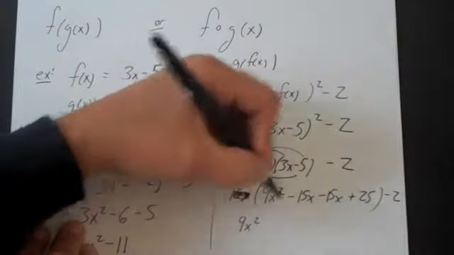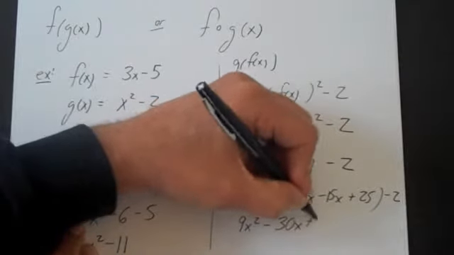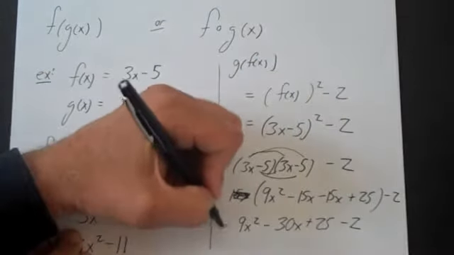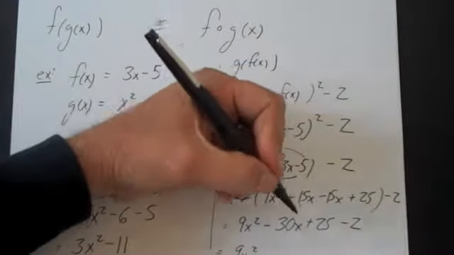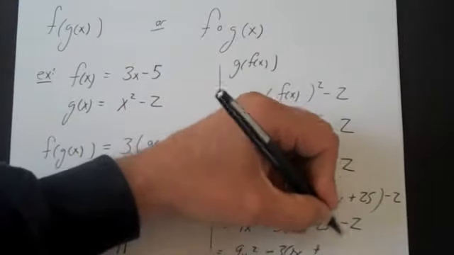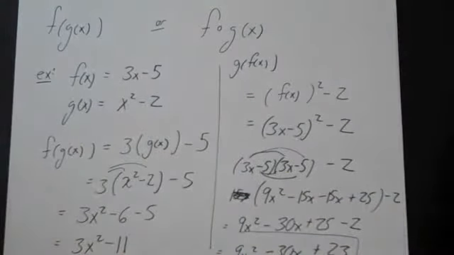Let's simplify by combining like terms. That's 9x squared minus 30x plus 25 minus 2. And that's going to be 9x squared minus 30x plus 23. And that's how you do g of f of x.